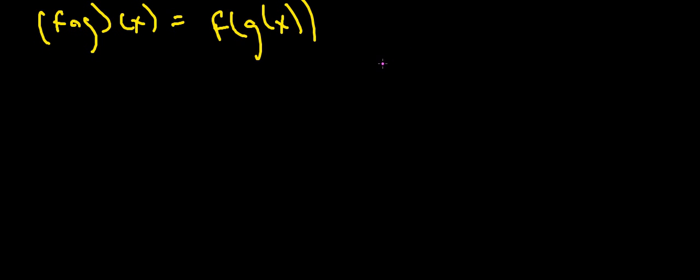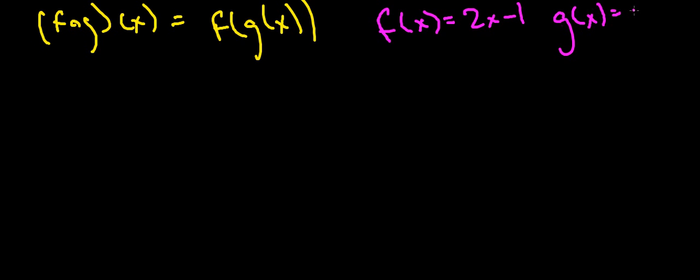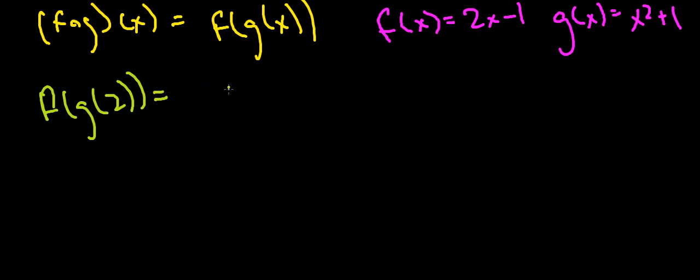So let's illustrate this with an example. We'll do f of x is equal to 2x minus 1, and g of x is equal to x squared plus 1. We'll do a numerical example first. So we'll pick a function value and solve it like that first. I want to know what f of g of 2 is equal to.